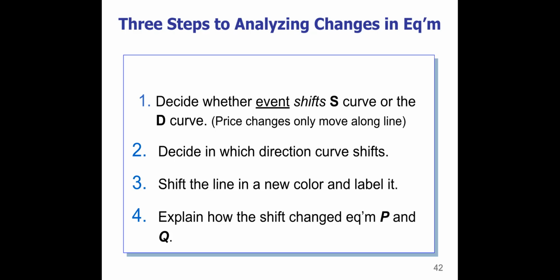Now, you're going to shift your line. Ideally, you'd draw your new line in a new color, and you're going to label it. So if it's, let's say, an increase in demand, you would shift the demand line to the right, and that would now be called demand 2. And then once you're done, you will have a new equilibrium price and quantity. And those are the effects of your shift in demand or supply.